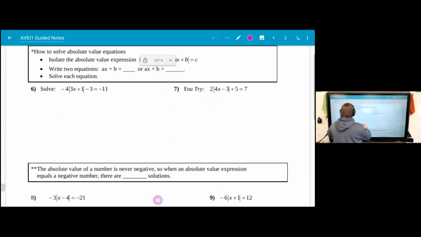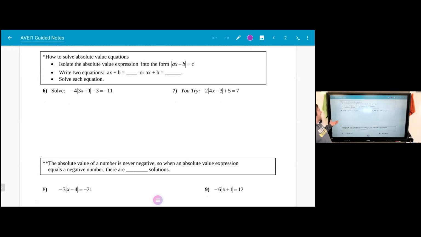How to solve absolute value equations. We've got just a couple steps in here. The first thing that you need to do is isolate the absolute value expression to the form ax plus b in the absolute value symbols equals c. In other words, the absolute value of something equals a number. And in the form that we've done it here, it's ax plus b in the absolute value equals c. So we need to write two equations: ax plus b equals negative c, or ax plus b equals positive c. Then we would solve each equation independently.